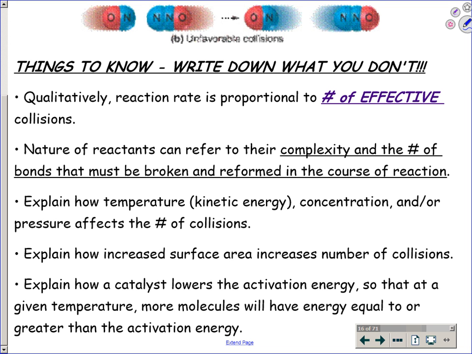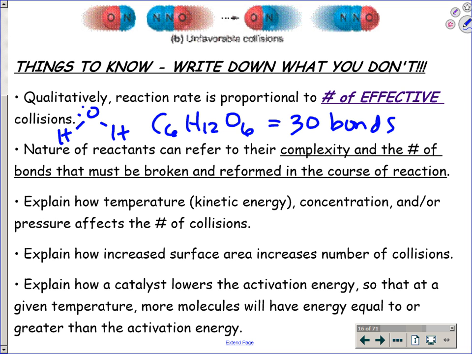Sometimes the rate of reaction can be controlled by the nature of the reactants. If you've got a molecule like glucose, C6H12O6, you're going to have, I don't know, let's say 30 bonds. How does that compare to water? Water's got what? 2 bonds. So sometimes the complexity of the molecule can affect how fast it reacts because you're going to break a lot of bonds in glucose versus 2 bonds in water to cause some rearrangement. So that's the complexity issue.